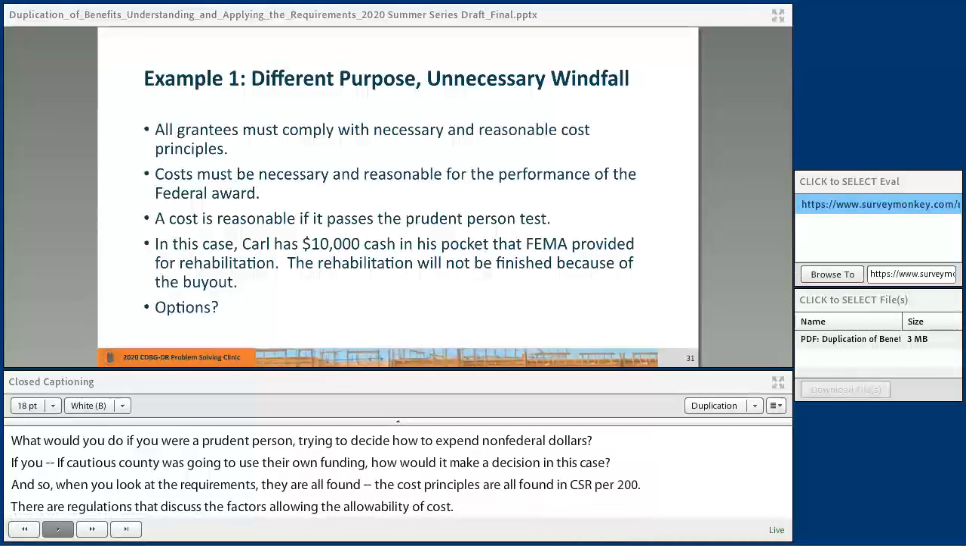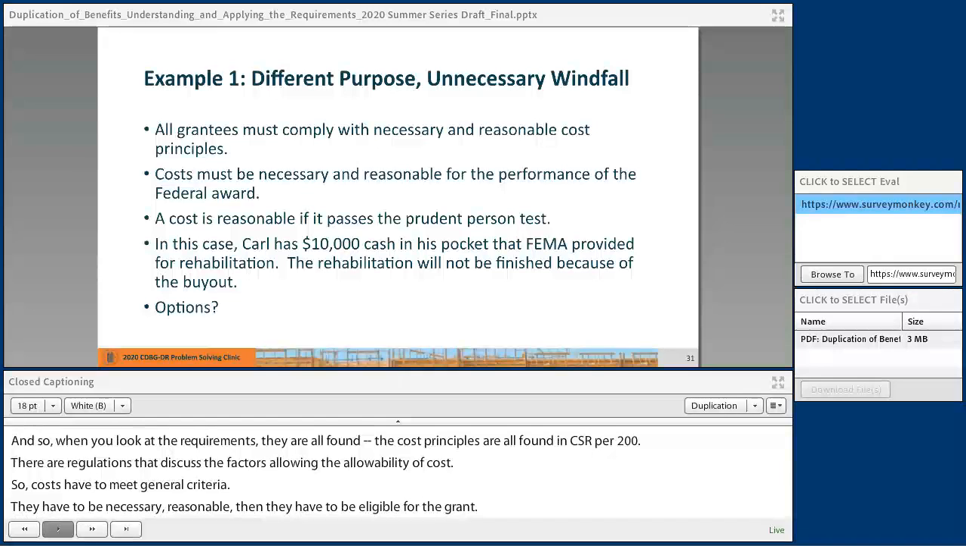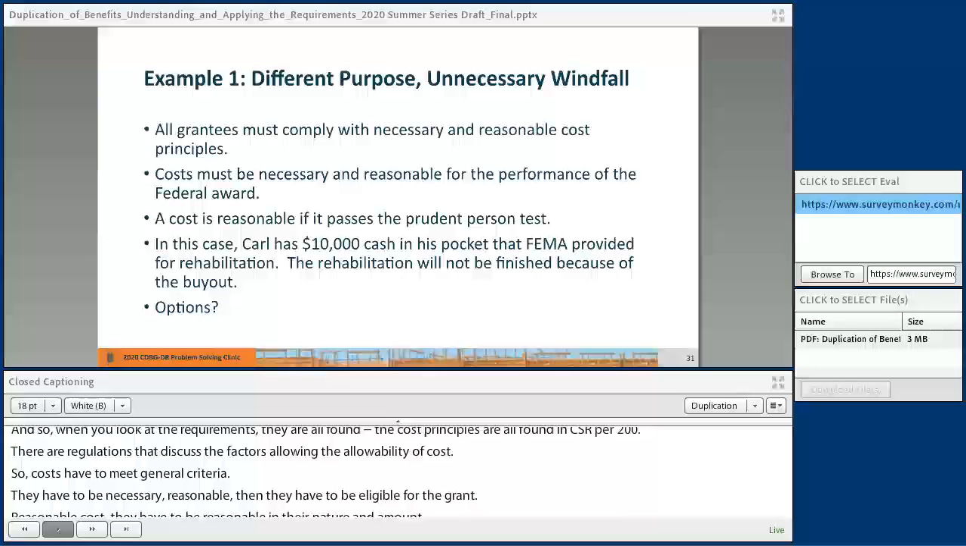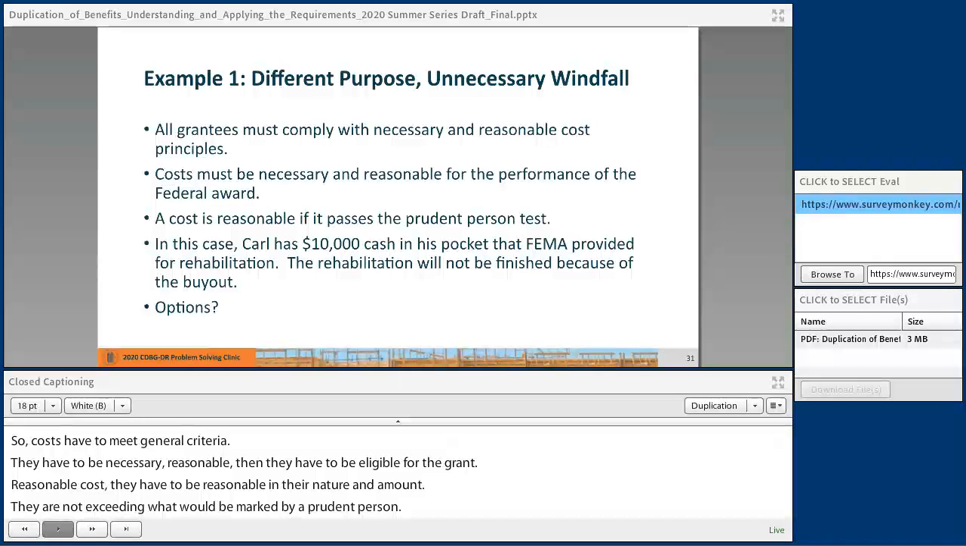Reasonable costs have to be reasonable, meaning in their nature and amount they're not exceeding what would be incurred by a prudent person. You're really looking at the totality of the circumstances there, and Part 200 includes several factors that are going to weigh into that analysis. And then also the costs have to be allocable to the federal award.